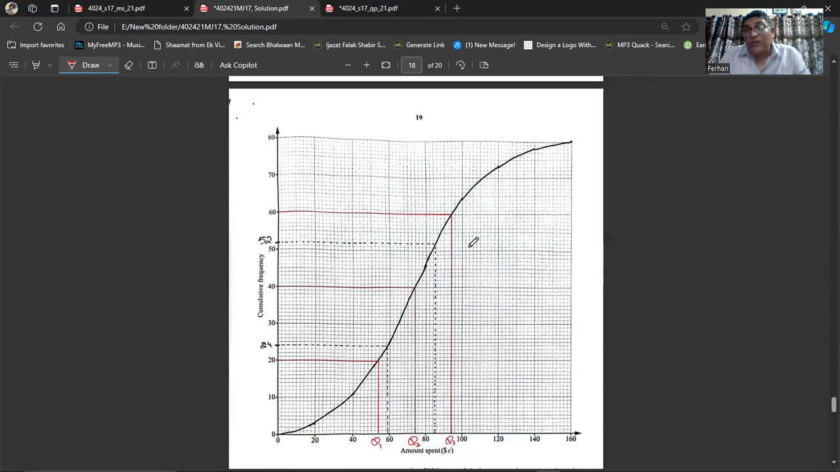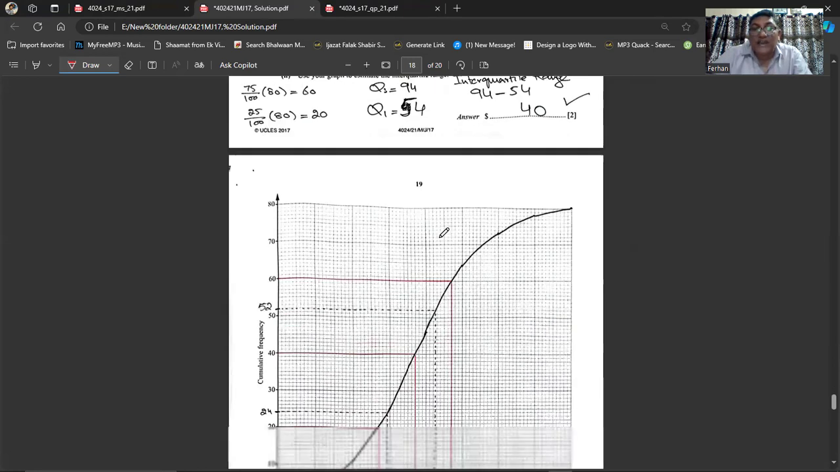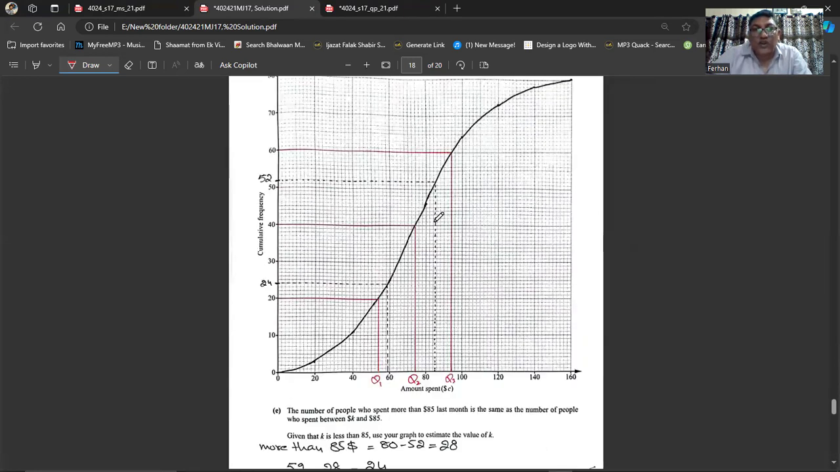If you have a hard copy of this paper, please plot that, and you will understand this is not that difficult. So basically, I'm plotting these points: 20, 3; 40, 11; 60, 25; 80, 46; 100, 64; 120, 73; 140, 78; 160, 80. So I just plotted those points and joined them like this.